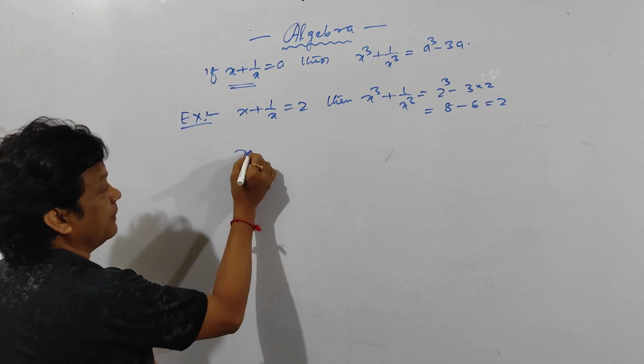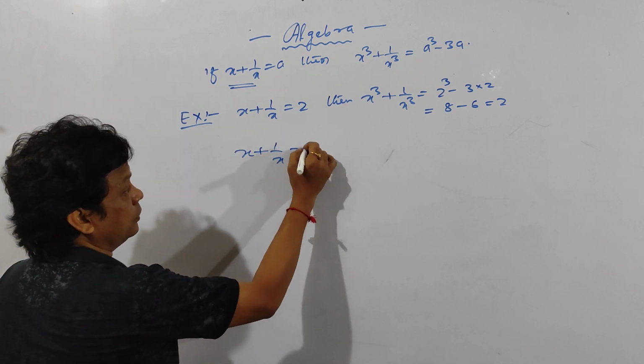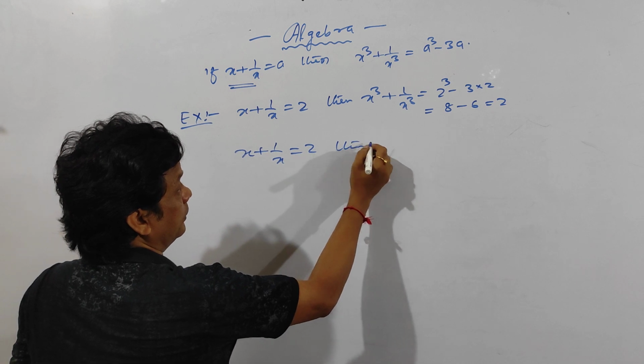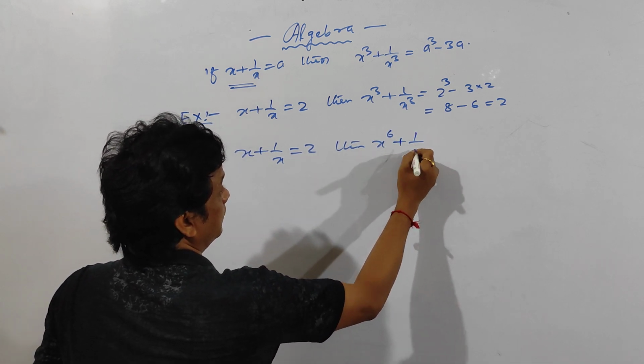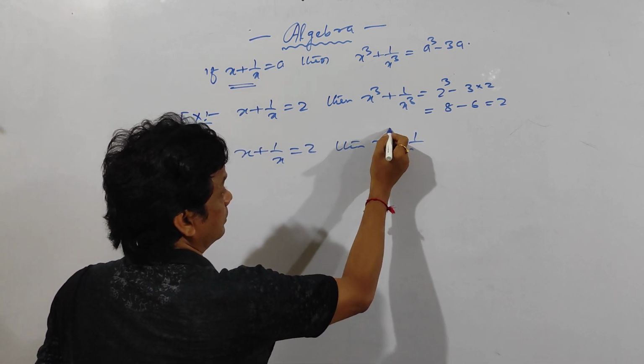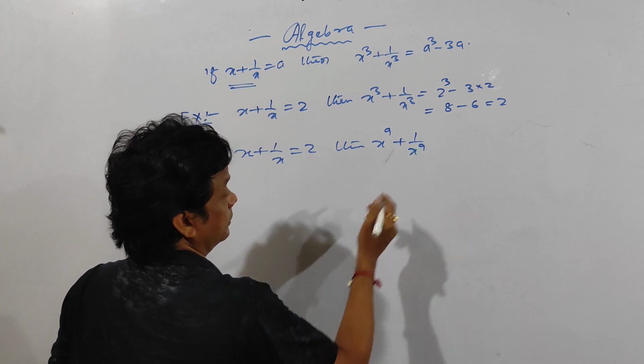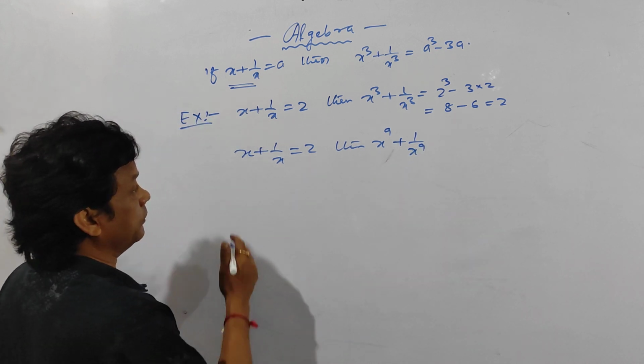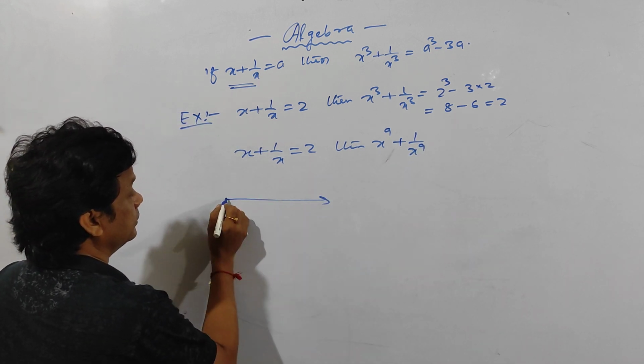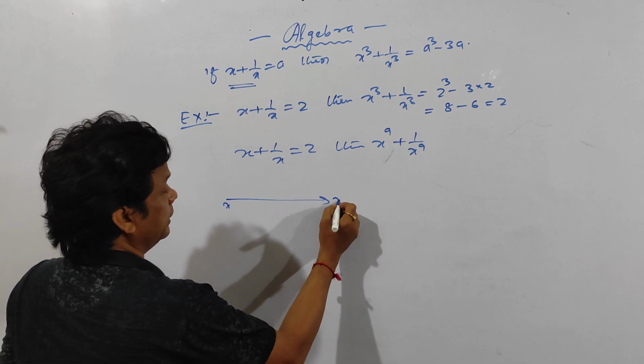See here, x plus 1 by x is equal to 2. Then find x to the 6 plus 1 by x to the power 6. x to the 9, sorry, x to the 9 plus 1 by x to the 9. So how to find out? First of all, you want to convert x to x to the power 3.